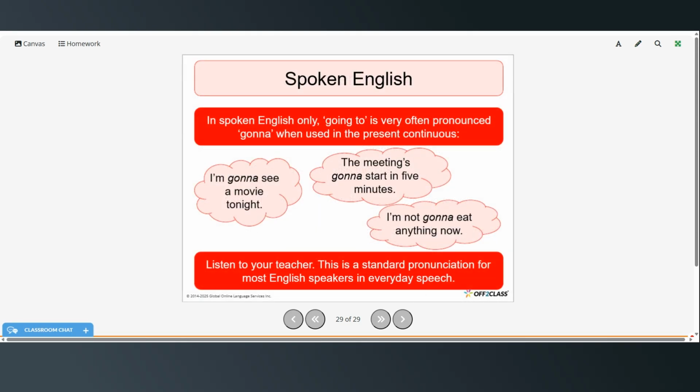Now, in spoken English only, going to is very often pronounced gonna when used in the present continuous. I'm gonna see a movie tonight. The meeting's gonna start in 5 minutes. I'm not gonna eat anything now.